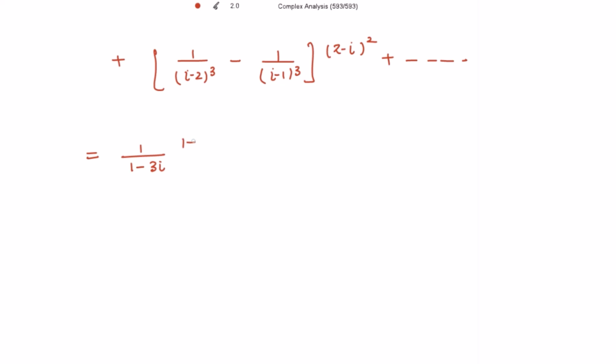And if I rationalize this, what I get? A square minus b square. That is 1 minus 9 iota square, which is negative 1. So this is plus. So this is 10 in the denominator. So the first term is evaluated as 1 plus 3 iota divided by 10.